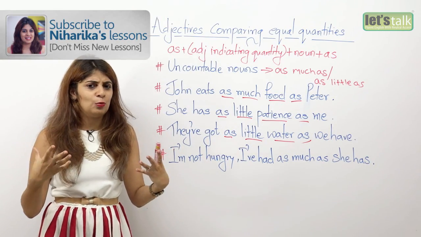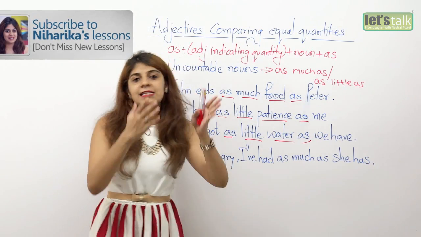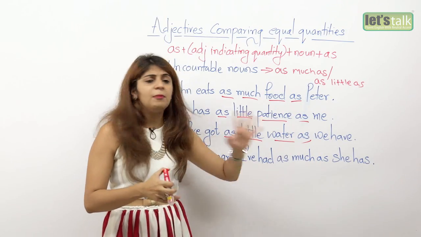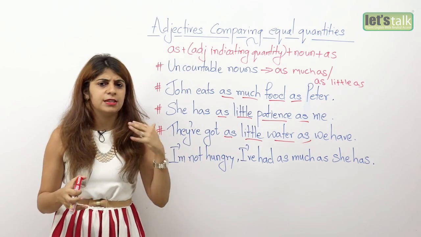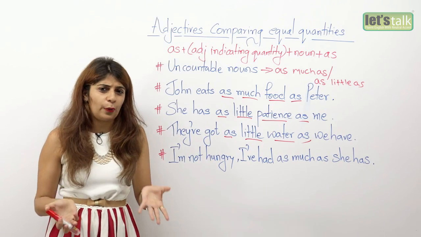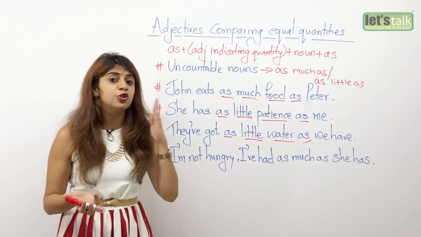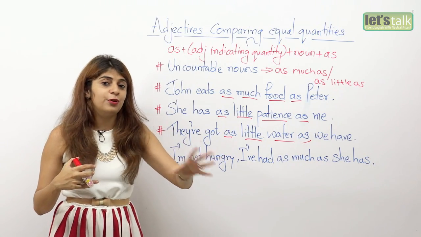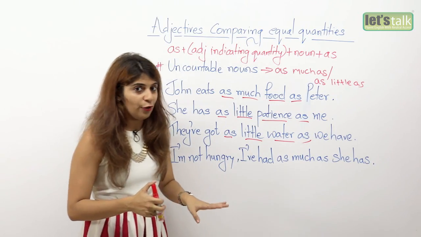Okay, maybe I've eaten too much, so I'm not hungry. I have had as much as she has. So probably she has had a lot of food, okay? And she informed her mom that, hey, look, I'm not hungry. I ate too much. Now, I am comparing myself to her because even I ate the same amount of food that she did.